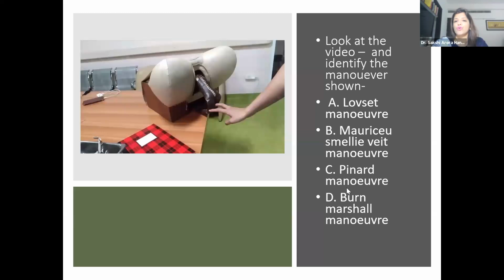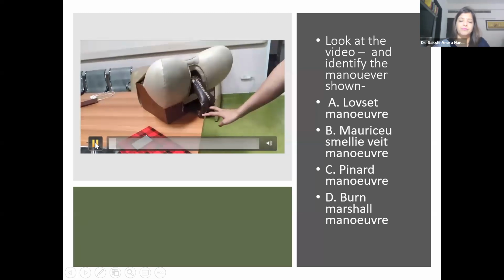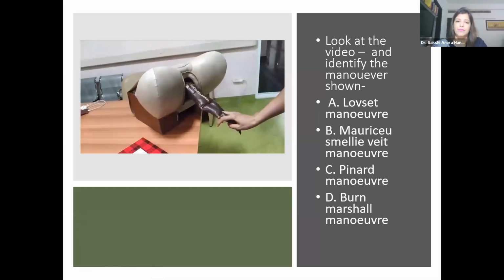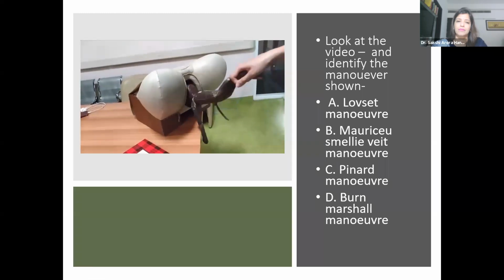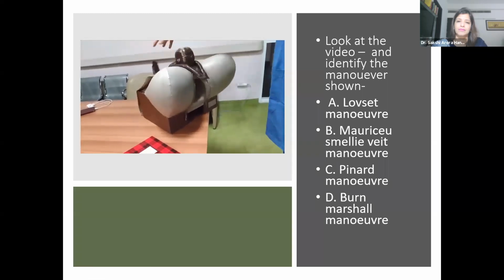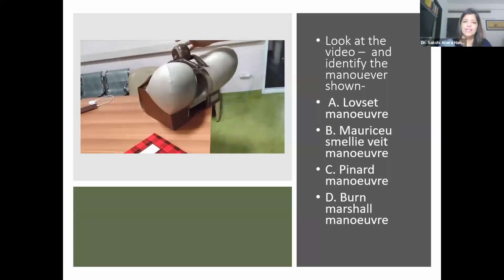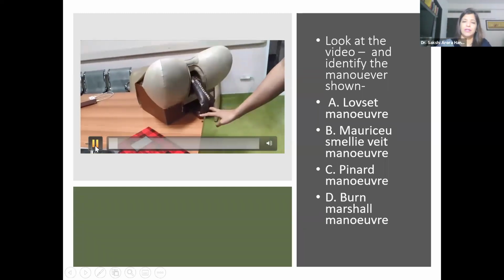Here, I'm going to show you a video and you have to identify the maneuver which is being done. So I'm playing the video for you. Replaying it so that you see it properly.